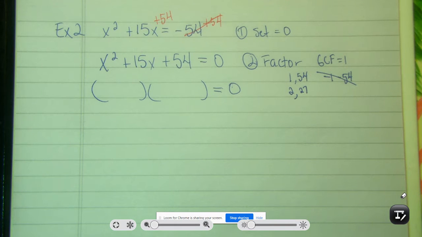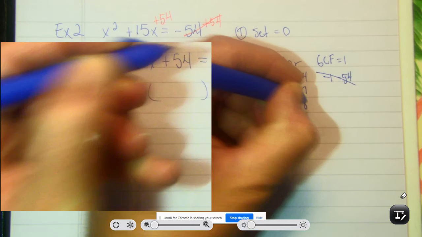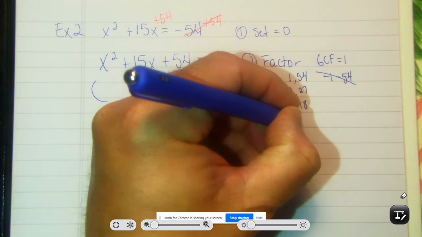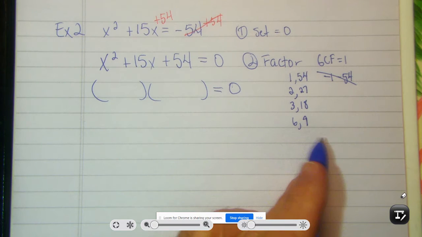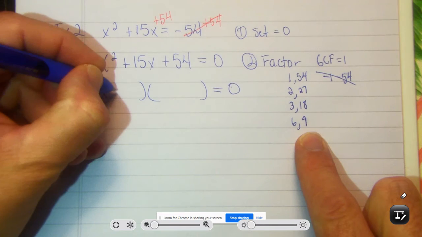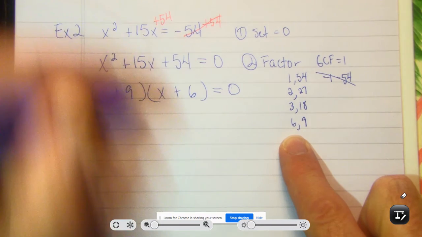54, I believe, will divide by 3. And that's 3 times 18. If I add those two, that's 21. 54 will not divide by 4 evenly, but 6 times 9 is 54. And if I add 6 and 9, I get 15. So it'll be x plus 9 times x plus 6.